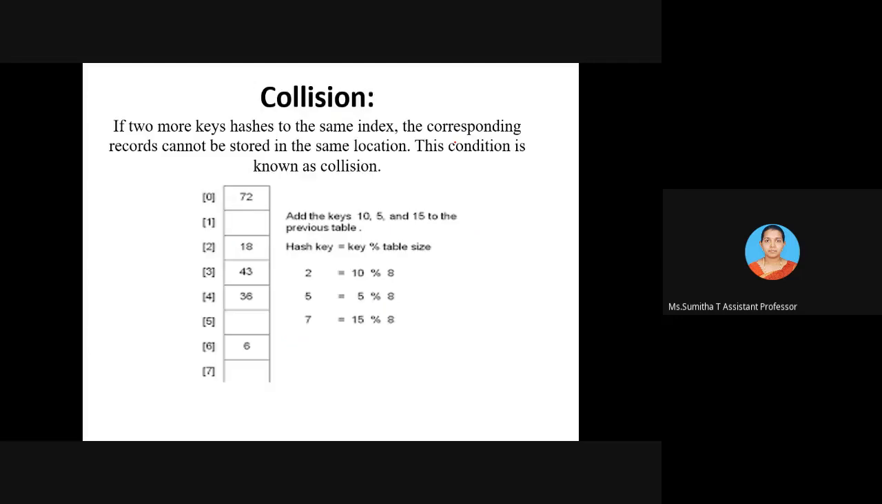For that collision we have some techniques to avoid it, or to insert an element which can cause a collision. If two or more keys hash to the same index, the corresponding records cannot be stored in the same location. This condition is known as collision. Okay, the same example here, and add the keys 10, 5 and 15 to the previous table.